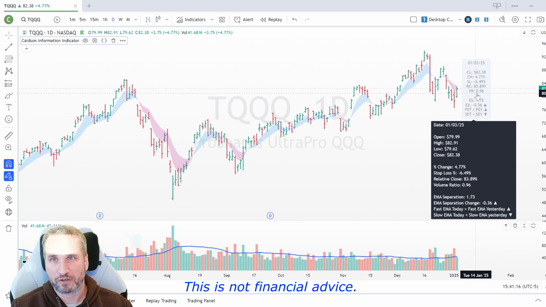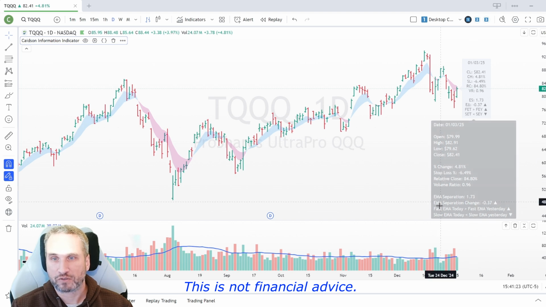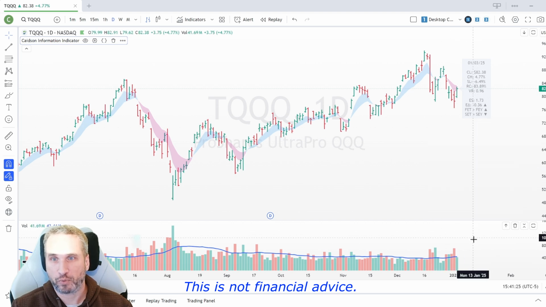Then I have the volume ratio. The volume ratio is how much volume do we have compared to an average day. So if we look down here, we can see that the volume ratio is 0.96, which aligns with this blue horizontal bar because that is my average volume.